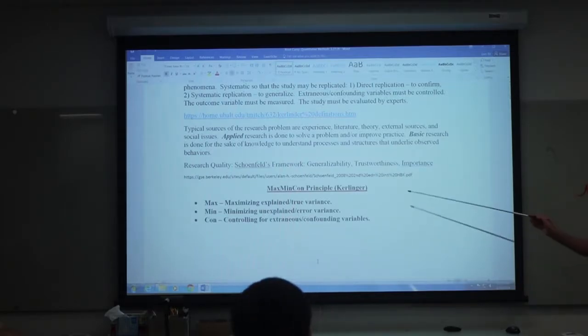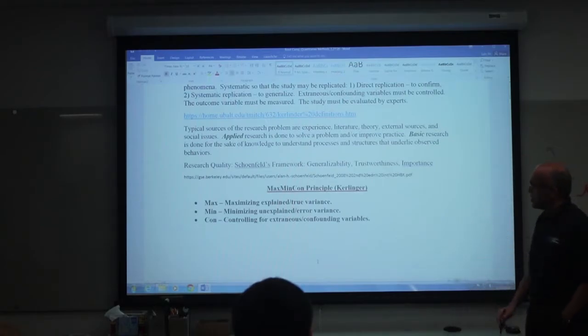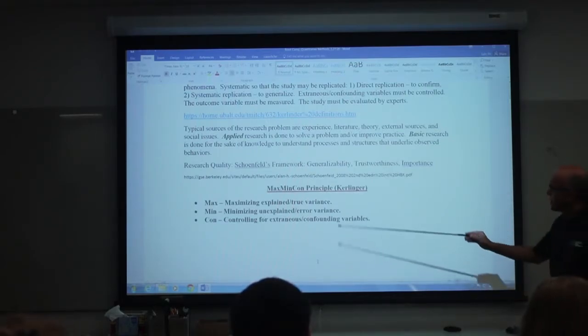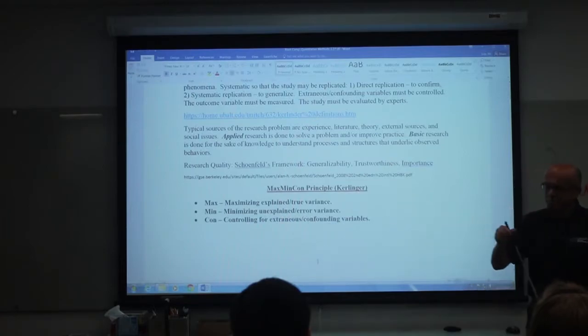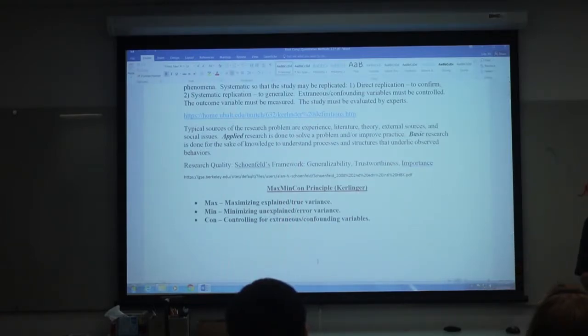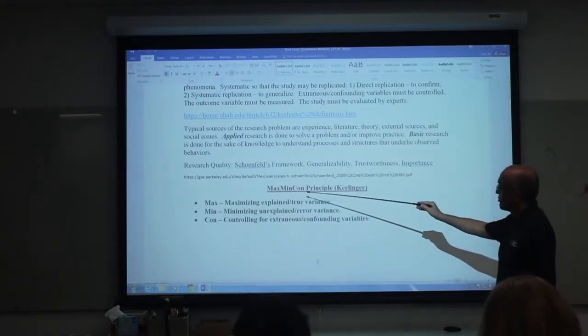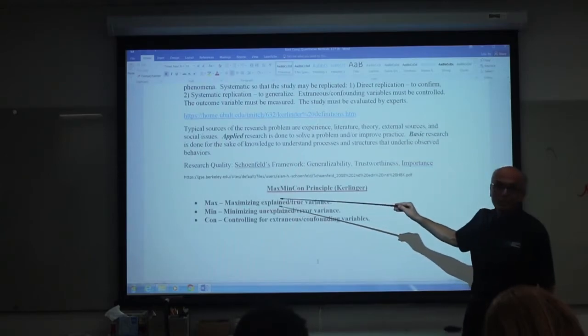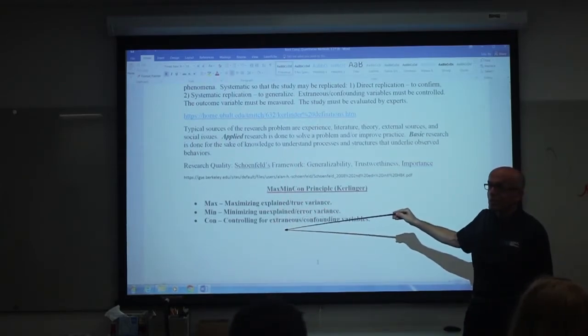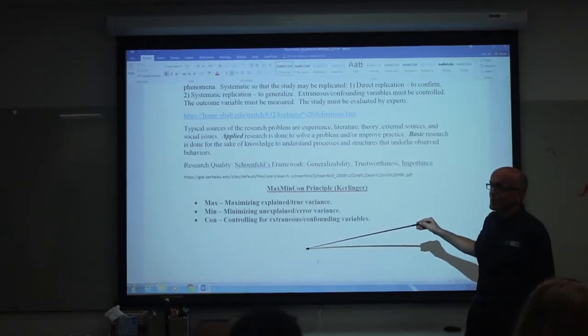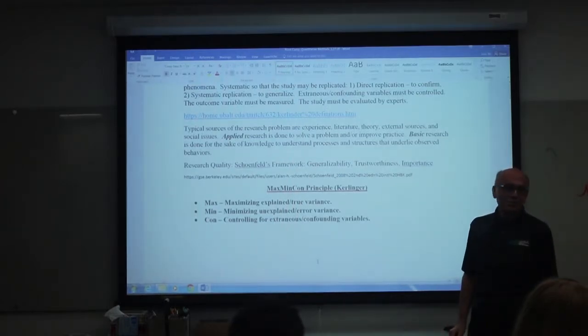Another thing I always remember from Kerlinger, as long as I'm doing this kind of work, is his MaxMinCon principle. This is the most beautiful definition for scientific quantitative research. He summarized it in this term, MaxMinCon. We do research to maximize true variance, to minimize error variance, to control for confounding or extraneous variables. This is research. This is quantitative research.